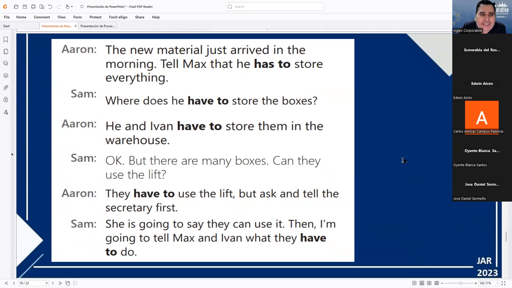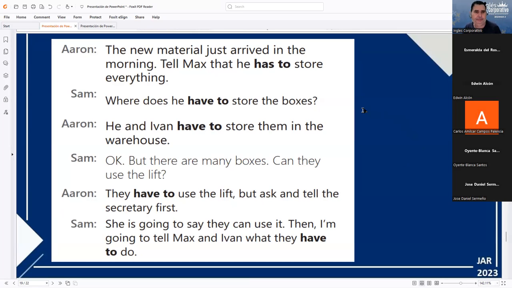The new material just arrived in the morning. Tell Max that he has to store everything. Where does he have to store the boxes? He and Ivan have to store them in the warehouse. Okay, but there are many boxes. Can they use the lift? They have to use the lift, but ask and tell the secretary first. She's going to say that they can use it. Then I'm going to tell Max and Ivan what they have to do.